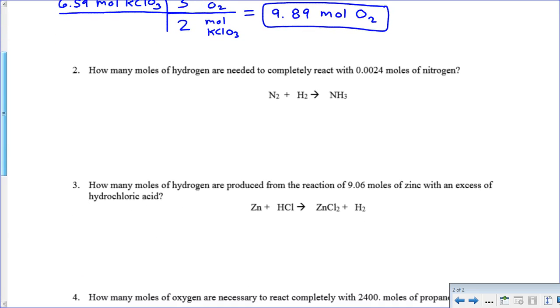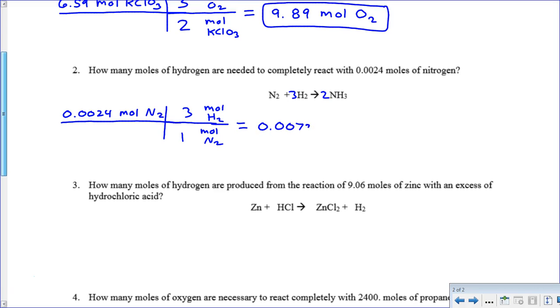For number 2, again, we need to start by balancing it. It's actually the same one that we were looking at before, so we just need a 3 here and a 2 there. And it says if you have 0.0024 moles of nitrogen, it asks how many moles of hydrogen are needed. So we know we're going to get out of moles of nitrogen and get into moles of hydrogen. It is 1 mole of nitrogen for every 3 moles of hydrogen that we have. And if you calculate that, 2 sig figs in our answer, we get 0.0072 moles of H2.